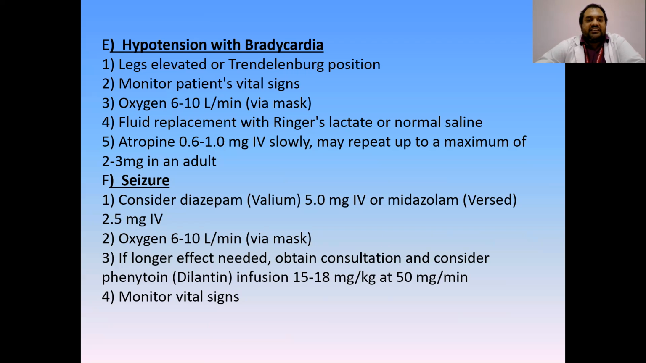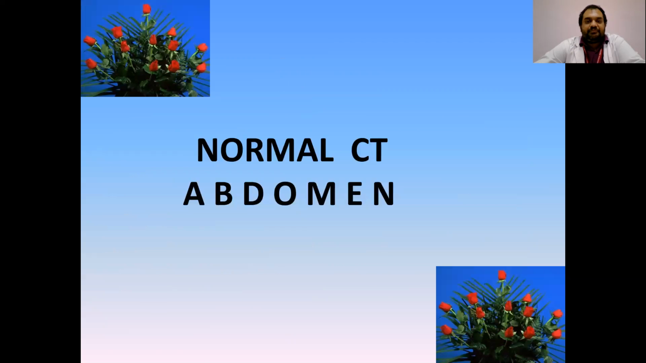F, seizure. Consider diazepam or Valium 5.0 milligram intravenous or midazolam 2.5 milligram intravenously. Supplement oxygen at the rate of 6 to 10 liters per minute via mask. If longer effect is needed, obtain a consultation and consider phenytoin or Dilantin infusion 15 to 18 milligram per kg at 15 milligram per minute. Monitor vital signs.